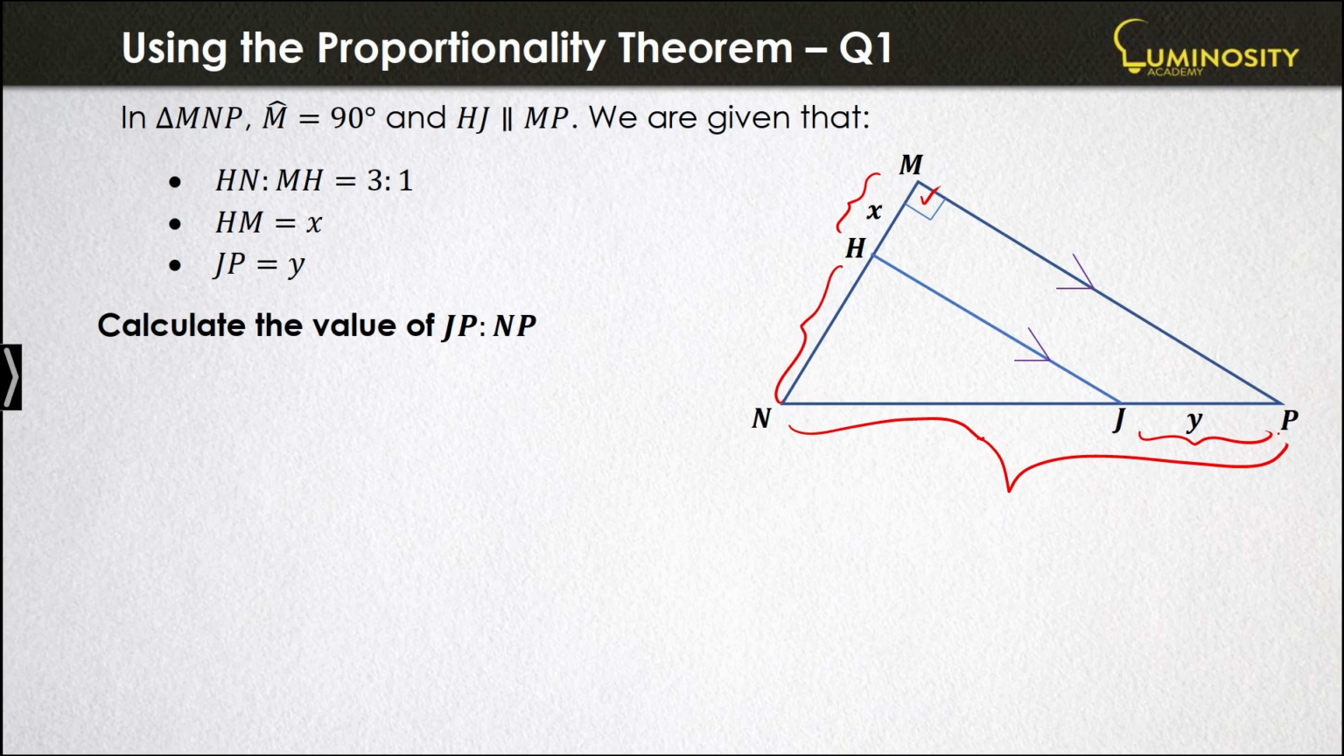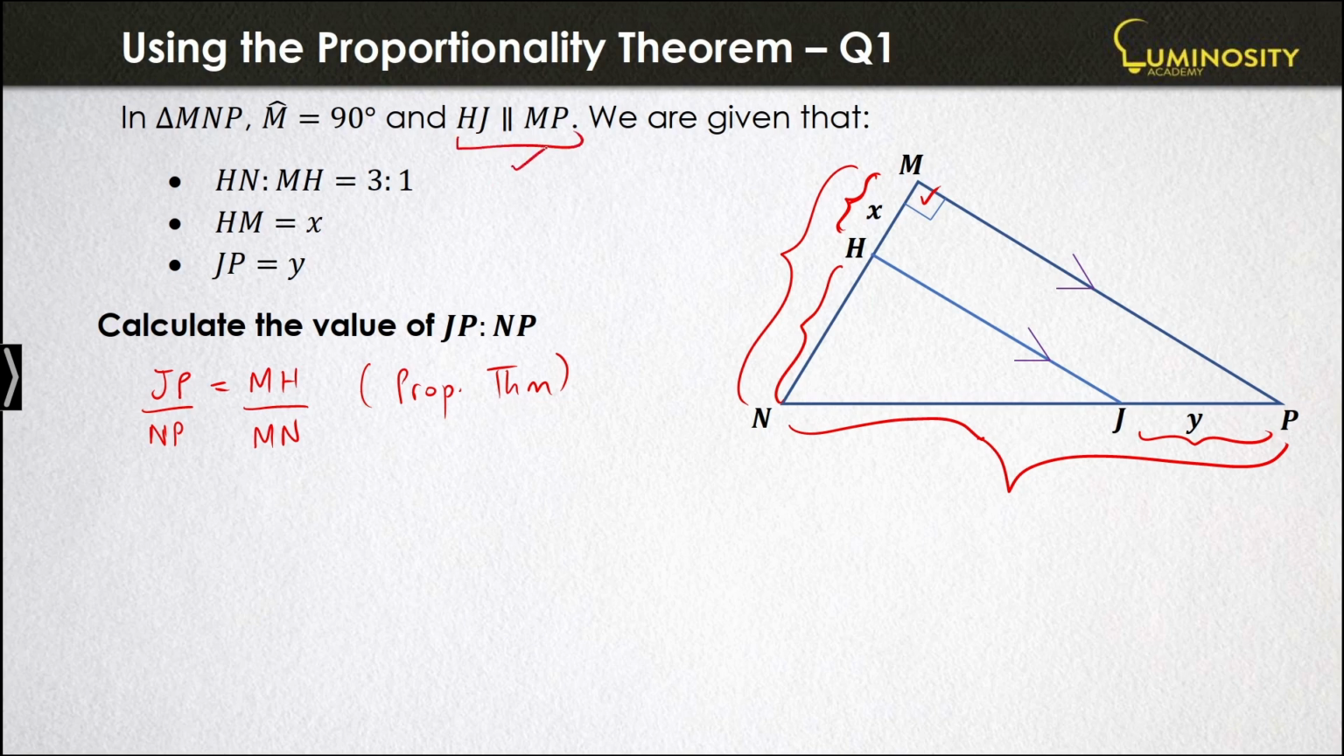Okay, so let's see how we would do this. First of all, notice that because these two lines HJ and MP are parallel, we should have a proportion going on here by the proportionality theorem. So if I look at JP over NP, then MH over the total length MN is in the same proportion. So that is equal to MH all over MN, and the reason for that is the proportionality theorem, because we know that HJ is parallel to MP.